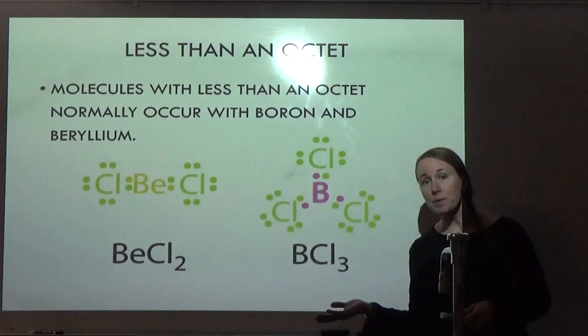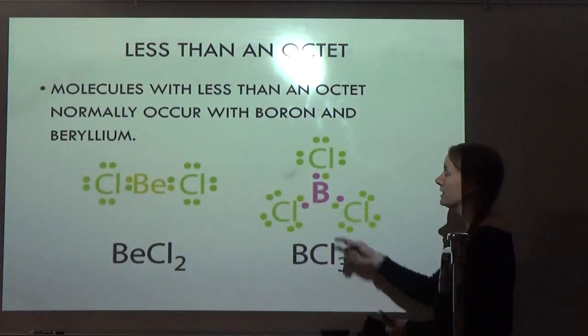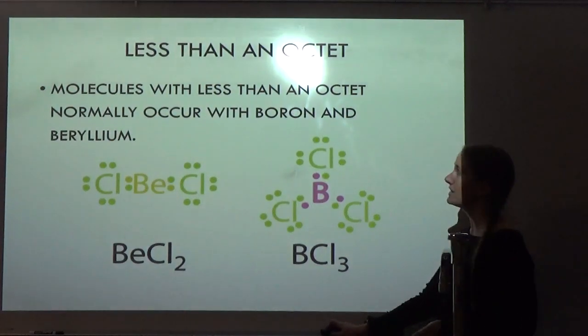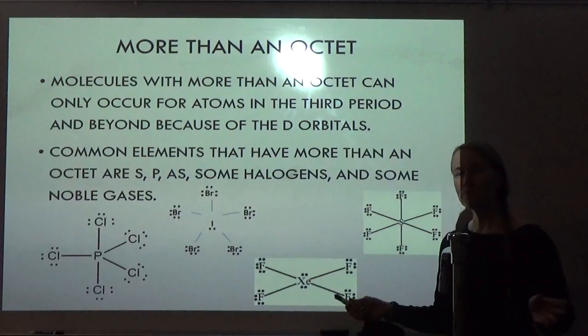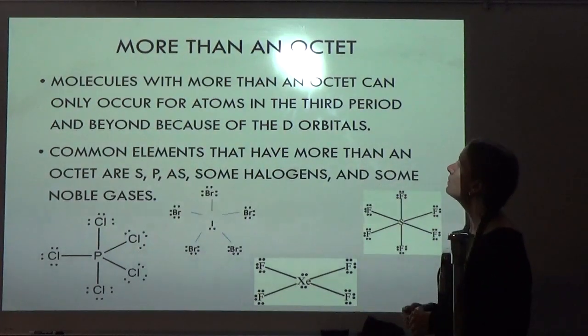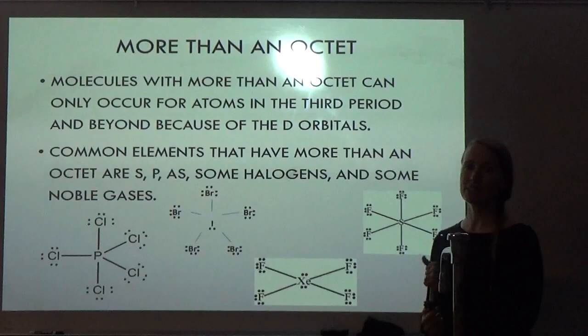And so you just have to kind of memorize those. Beryllium tends to have 4 electrons instead of 8. Boron tends to have 6 electrons instead of 8. It's just based on its valence electrons. So what happens with more than an octet? Molecules with more than an octet can only occur for atoms in the 3rd period and beyond because of the d orbitals. If there are no d sublevels, more than an octet can't happen.